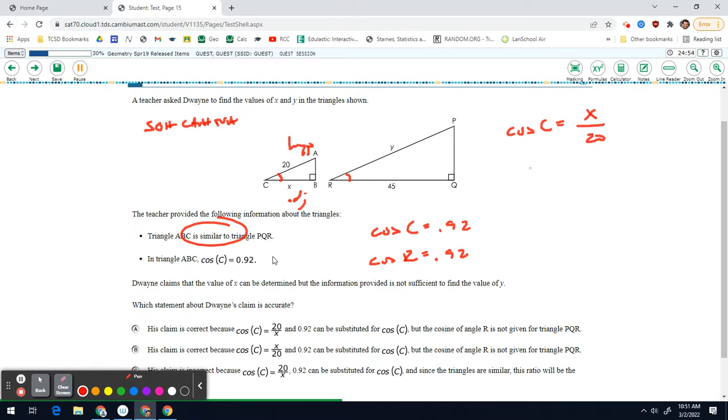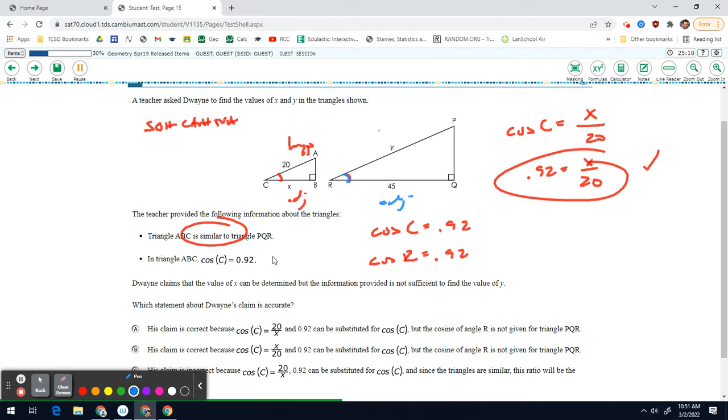You know what the cosine of C is. The cosine of C is 0.92. This is solvable. You could find x. Okay. Now let's do the same thing over in this triangle to try to find y. So again, the cosine of R is also 0.92.